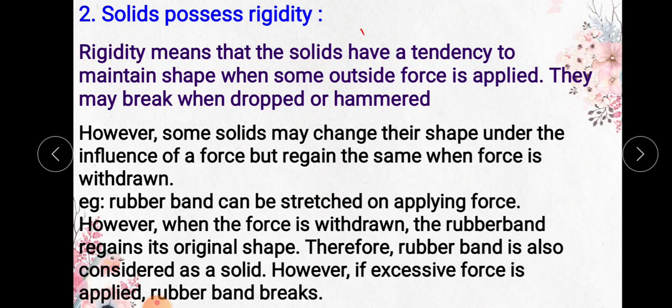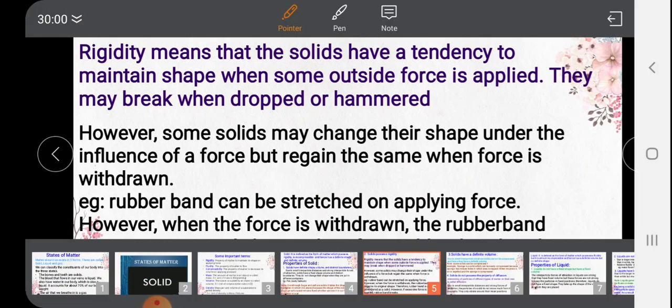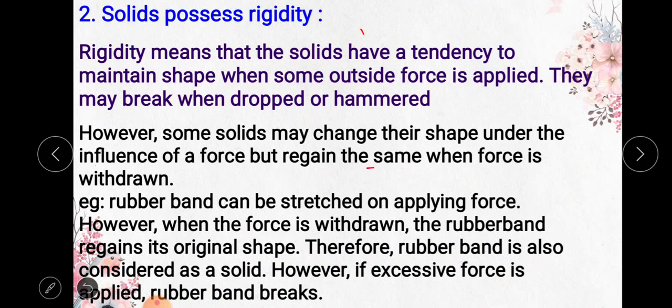Why do these maintain rigidity? Because, however, some solids may change their shape under the influence of a force but regain the same shape when the force is withdrawn. For example, a rubber band. If you stretch a rubber band, we will get a change of shape.